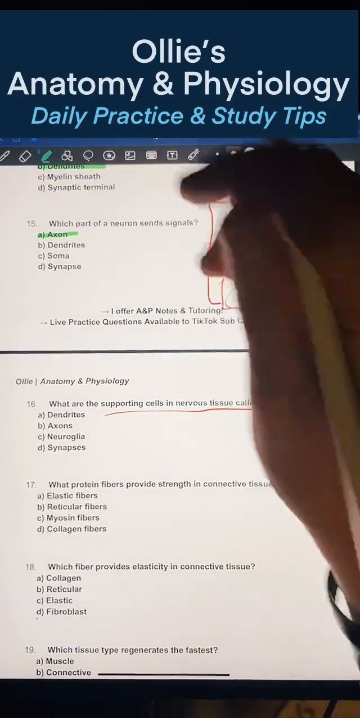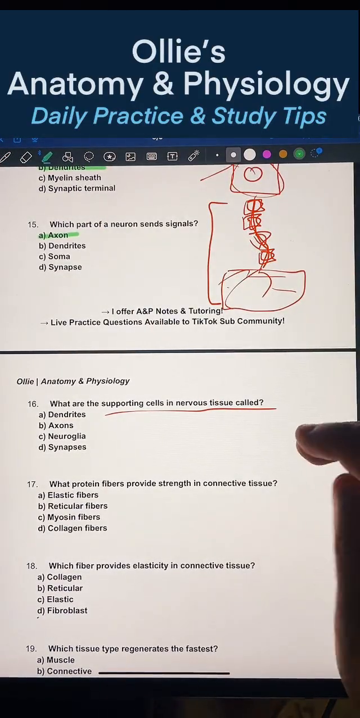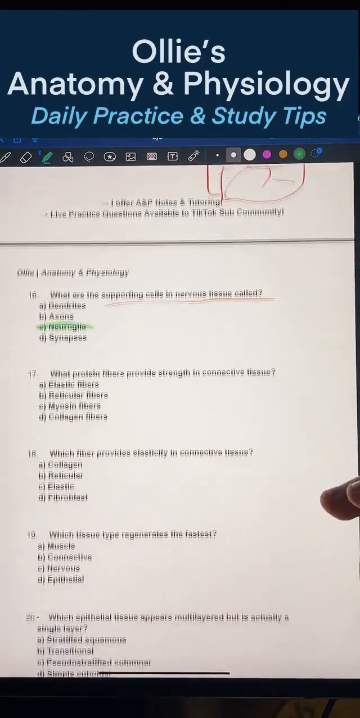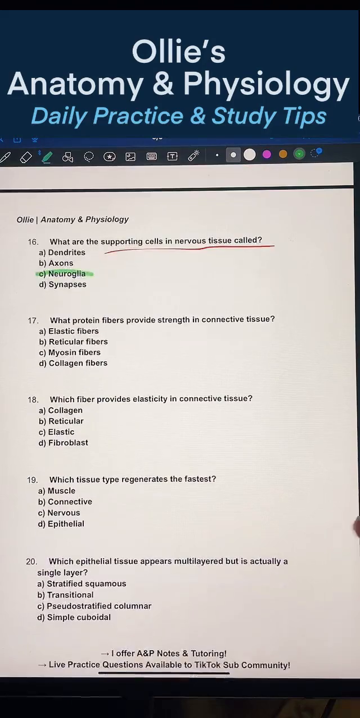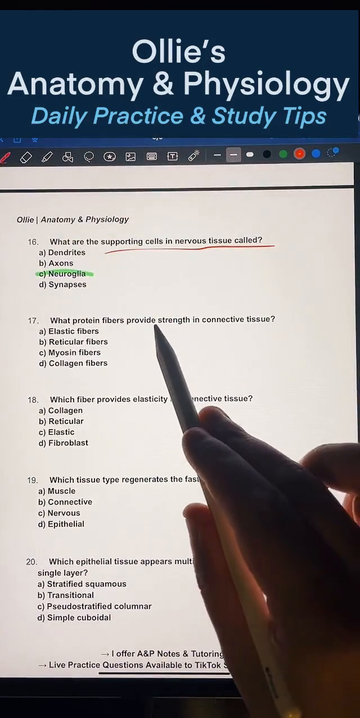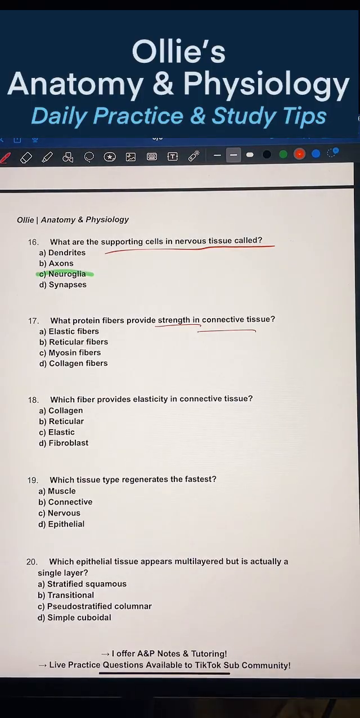Number 16, the answer is C. It's neuroglia. Neuroglia are cells in the nervous system that are going to support your neurons. They help essentially maintain homeostasis. They support neurons. They protect neurons, etc. Number 17, which protein fibers provide strength in connective tissues? A, B, C, or D?